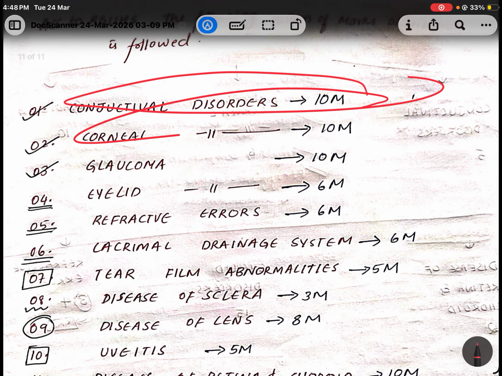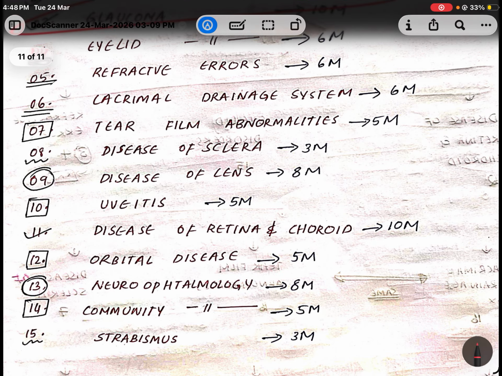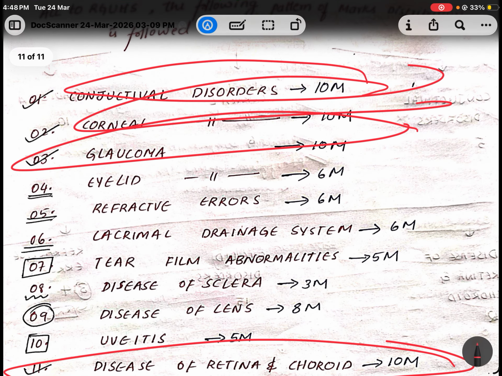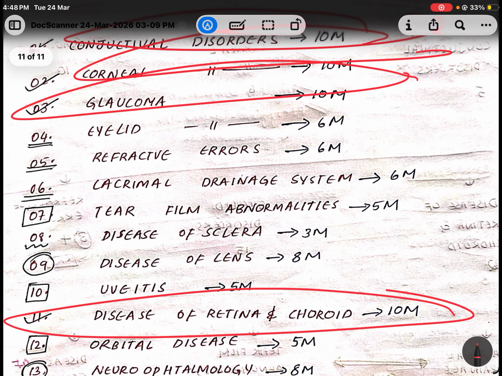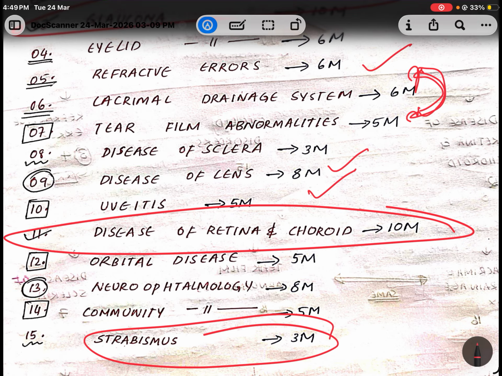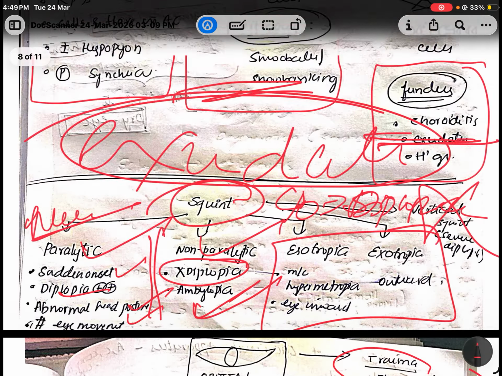Conjunctiva, cornea, glaucoma, and one more 10 marker is retina and choroid. Okay, I made sure these three things I have discussed in detail. Then lens and refractive error also I have taught. Then eyelid and the two systems are combined, right, as we have talked. Then strabismus is 3 marks, so I didn't discuss much about that. Overall idea is something which I would like to give you. Again, in glaucoma I have not discussed anti-glaucoma drugs also.